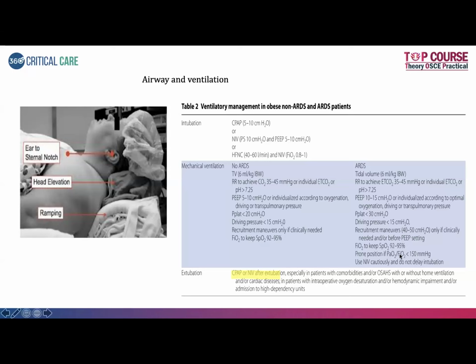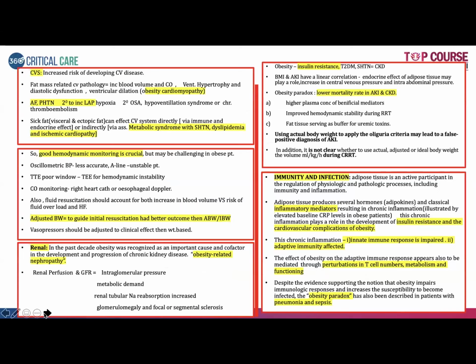So prone position, go ahead if the PF ratios are low. So your ventilatory targets, you have to mention about the transpulmonary pressure that can be more beneficial in these patients.